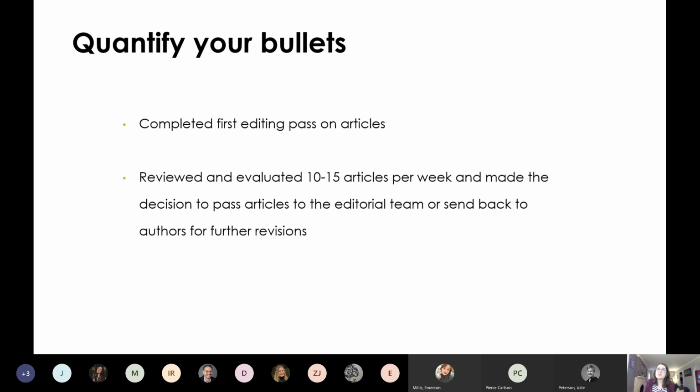So, "reviewed and evaluated 10 to 15 articles per week and made the decision to pass articles." That's great, because if I need you to make a lot of decisions, you probably have some skills in that area because you were making decisions on articles and you were doing a lot. That sounds like a lot to me. That seems like a pretty heavy load. You probably have some experience giving some critical, constructive feedback if you were returning articles to authors.